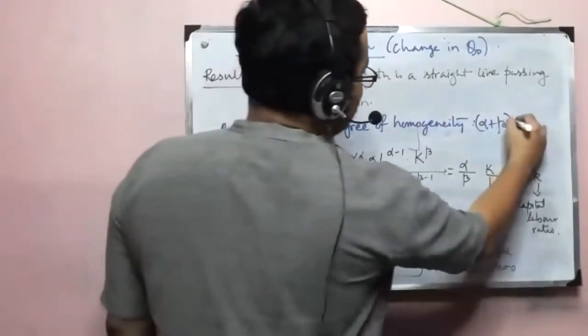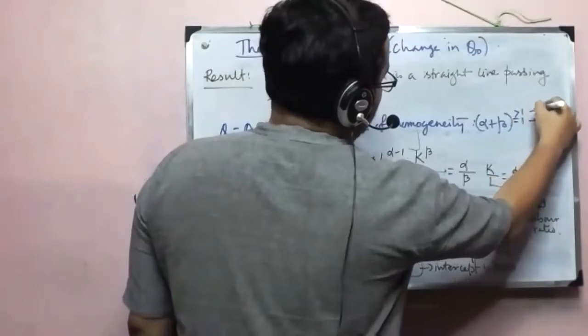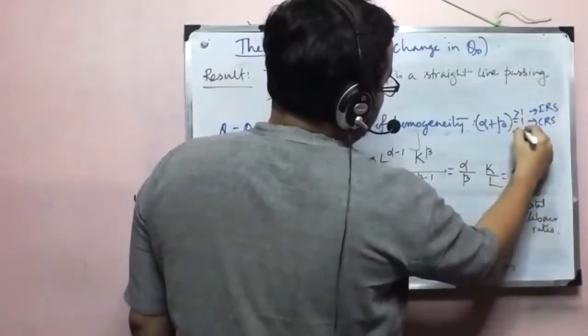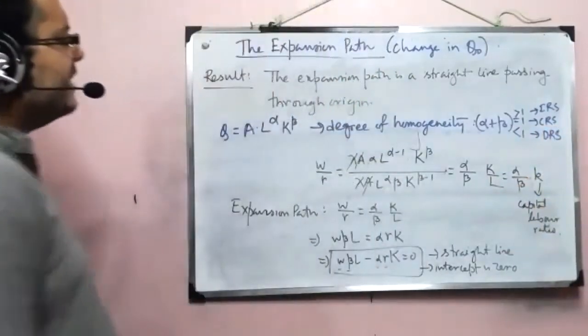And if this is equal to 1, I'm looking at CRS. If it is greater than 1, I'm looking at IRS, increasing returns to scale. And if it is less than 1, then I'm looking at decreasing returns to scale. Okay, so that much is fine.